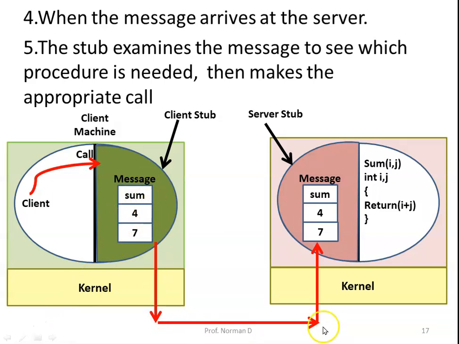When the message arrives at the server, the stub will examine the message to see which procedure is needed. So now the server knows that it requires procedure sum, and the parameters along with it are also known. So now the server stub exactly knows which procedure is to be called. The server stub will call procedure sum and pass the parameters i and j to that particular procedure. The server will do the required job and send the result to the server stub again.